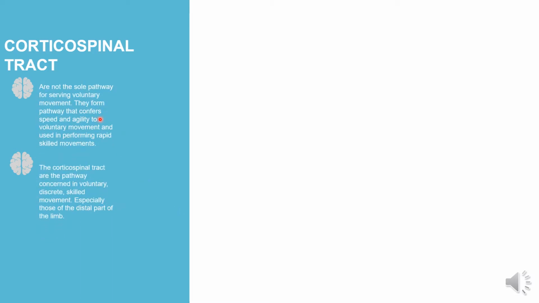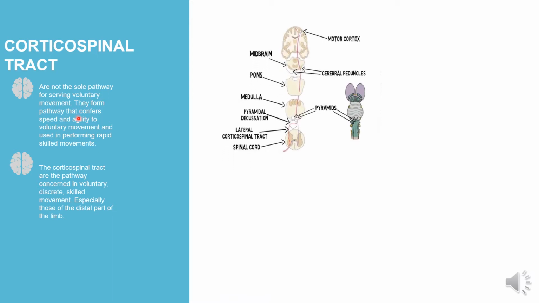So, the corticospinal tract. Again, the corticospinal tracts are not the sole pathway for serving voluntary movement. They form a pathway to confer speed and agility to voluntary movement and are used in performing rapid skilled movement. So this is the overview of the pathway for the corticospinal tract. The corticospinal tract, or CST, is the pathway concerned with voluntary discrete skilled movement, especially those of the distal part of the limb.